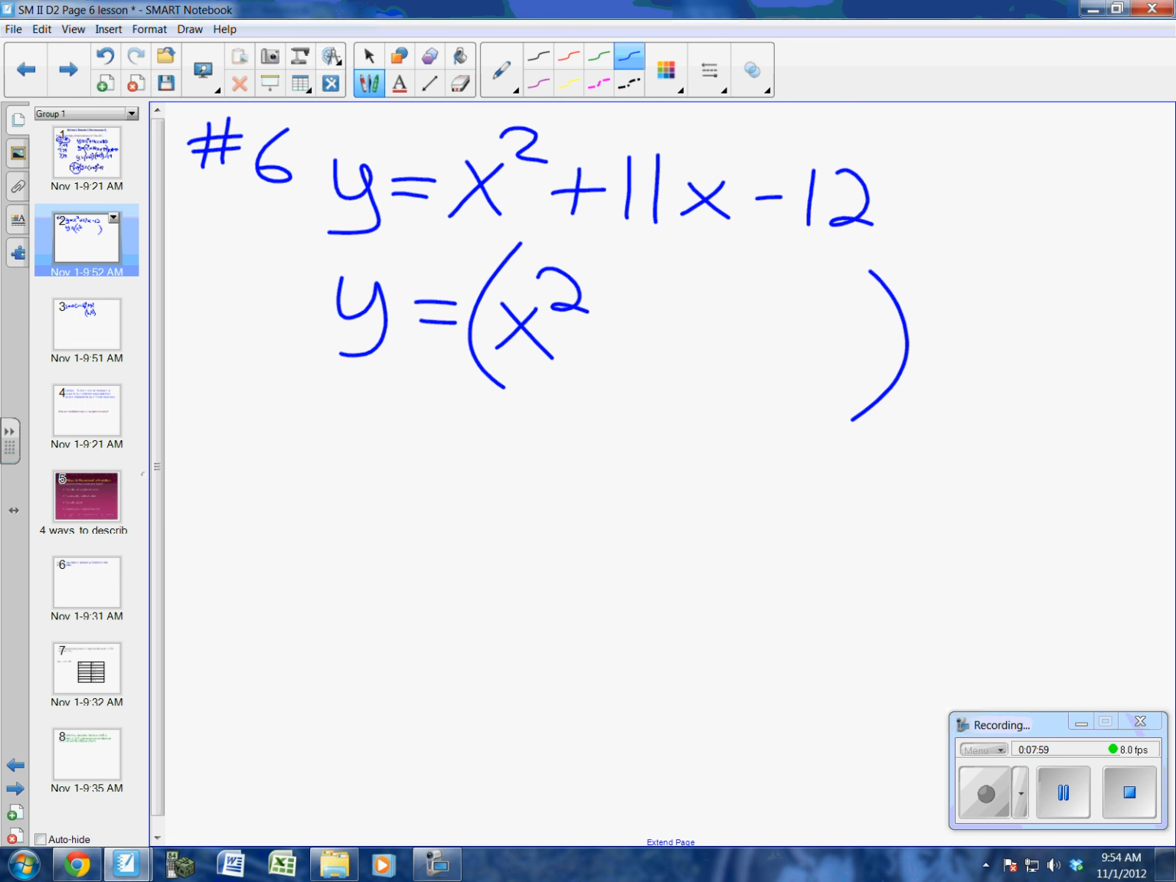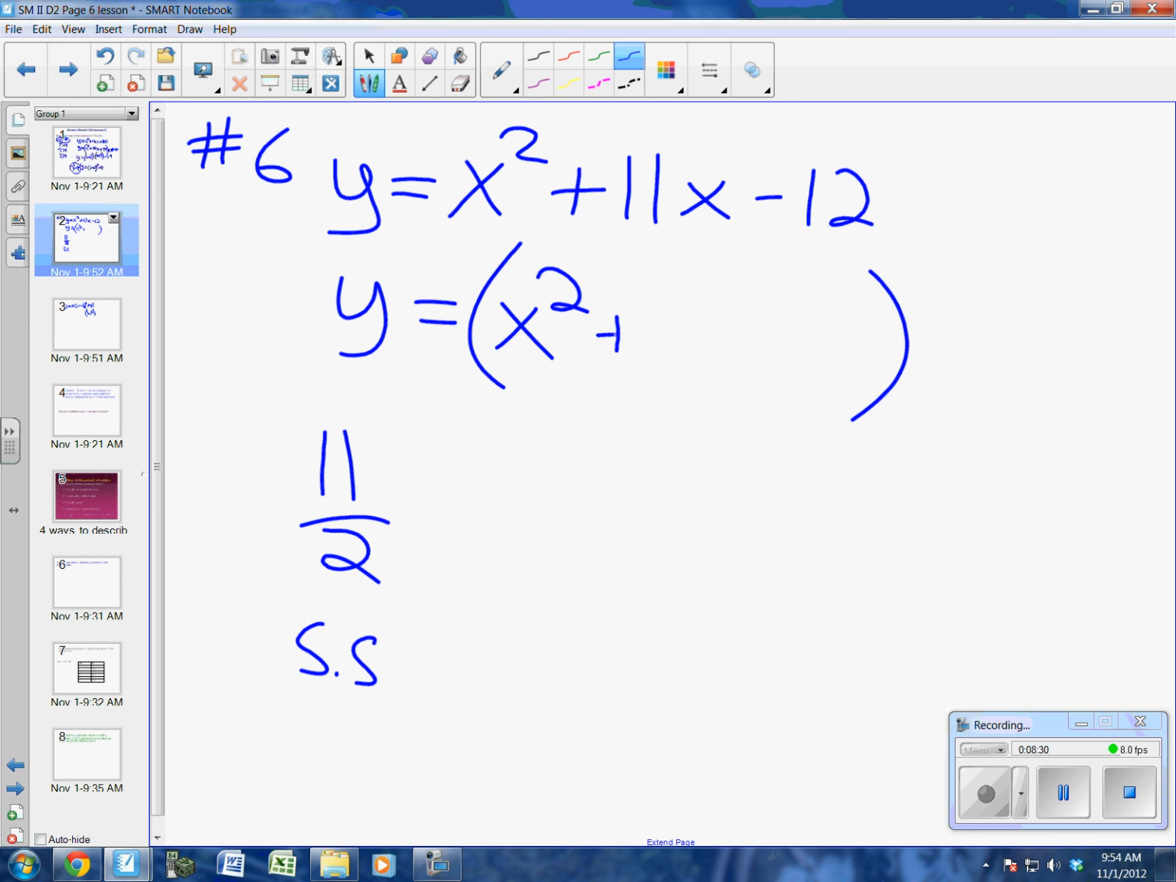Okay. All right, so 11 divided by 2, we can leave it as 11 halves. Or what else can we write it as, you guys? 5.5. Why do I have to write the 11 halves? Because it's half of 11. Remember, we take half of the number by the x, and then we square it, okay? So we take half of 11. We can write it as 11 halves, since this is an odd number, or we can write it as a decimal, 5.5.